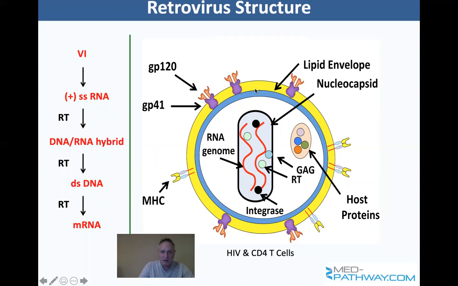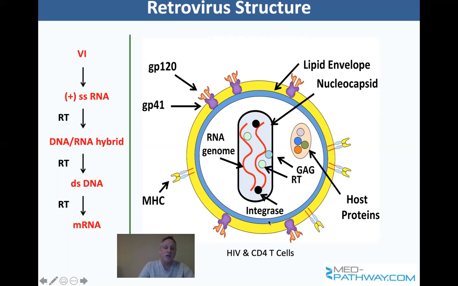You first notice it has a lipid envelope, and it reminds you of a typical eukaryotic cell membrane because it's endowed with all kinds of receptors that are derived from its host. Here's the major histocompatibility complex. We'll talk more about this when we see immunology, several workshops down the road. Here's GP120, which is a receptor that HIV uses to get inside of the cell.